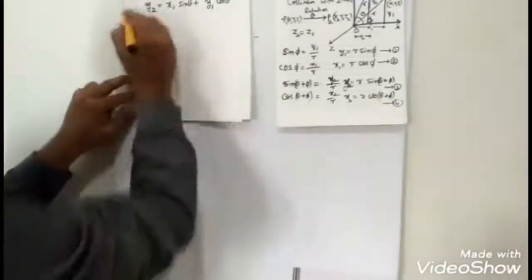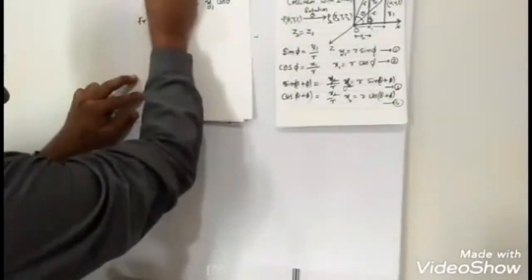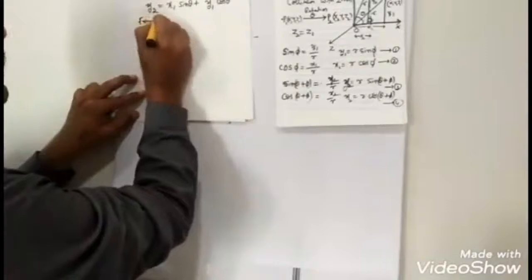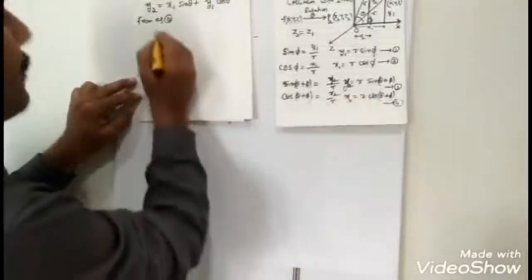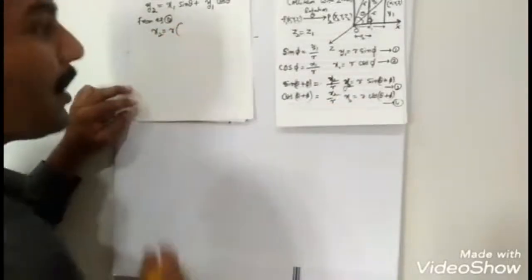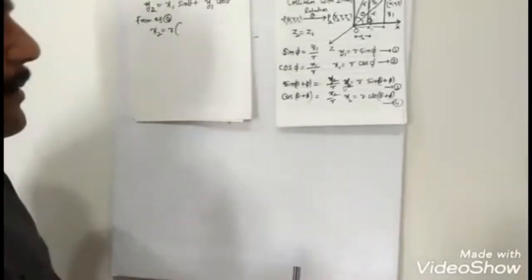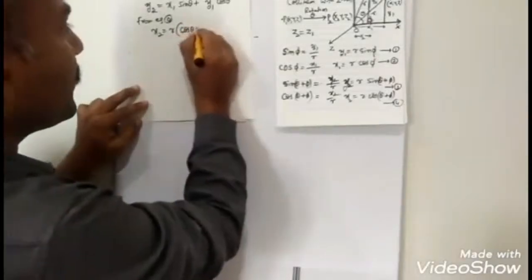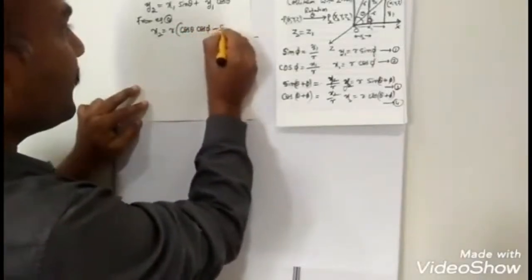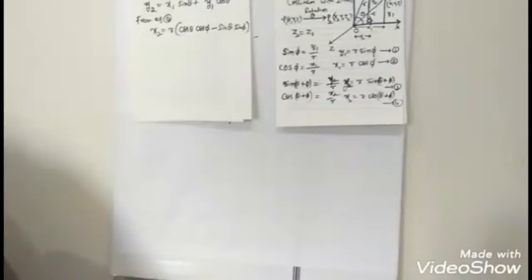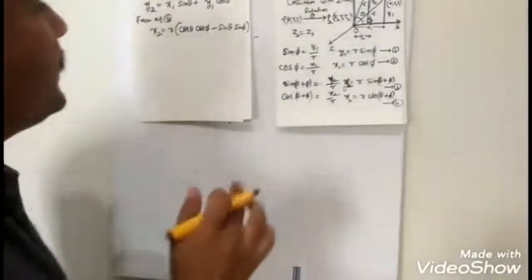Similarly, find out the value of x2 from equation number 4. This was from equation 3. From equation 4, x2 is equal to r cos(theta plus pi). x2 is equal to r into cos(theta plus pi). The relation is cos theta cos pi minus sin theta sin pi.